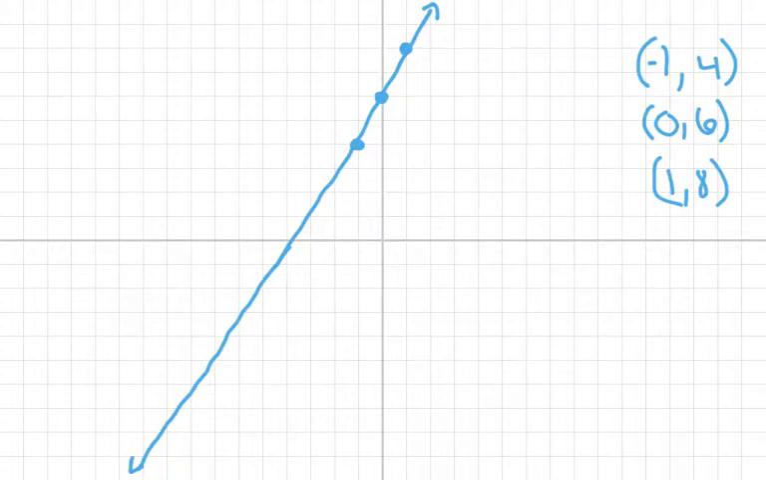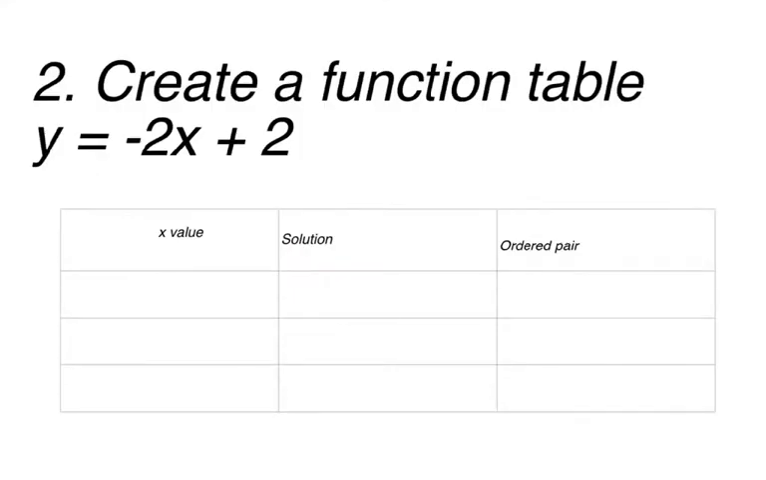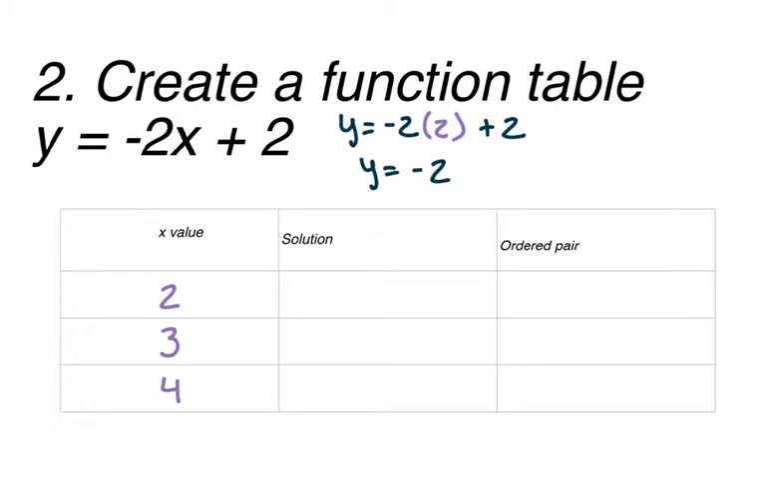Okay, so let's try another example. Okay, so this time they're not giving us values for x. So let's add in our own, and let's make it a little bit more challenging. So we're going to say our x values are 2, 3, and 4. And you can always, if it doesn't give you any, choose smaller numbers to make it a little easier for you. So let's go ahead and work these ones out. So my rule is y equals -2 times x plus 2. So -2 times 2 is -4, plus 2 is -2. So my first y value is -2, so my ordered pair is (2, -2).